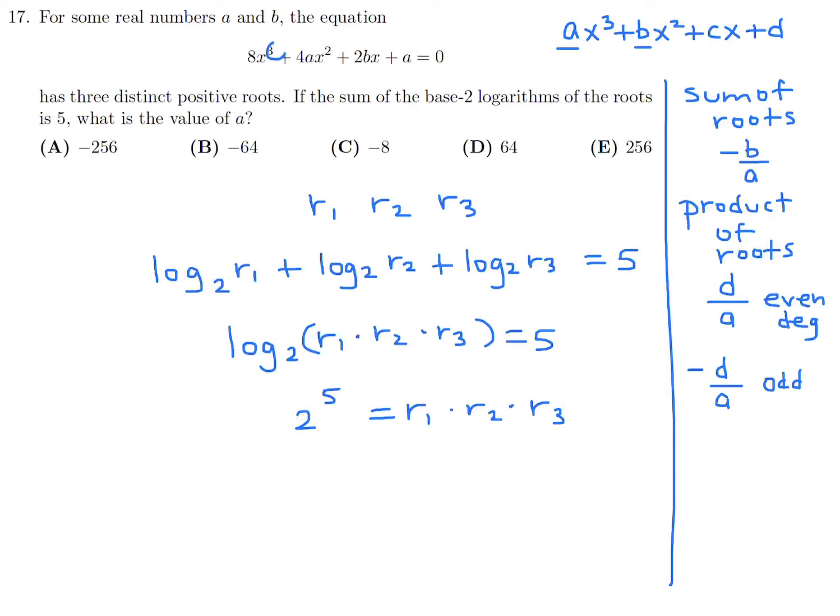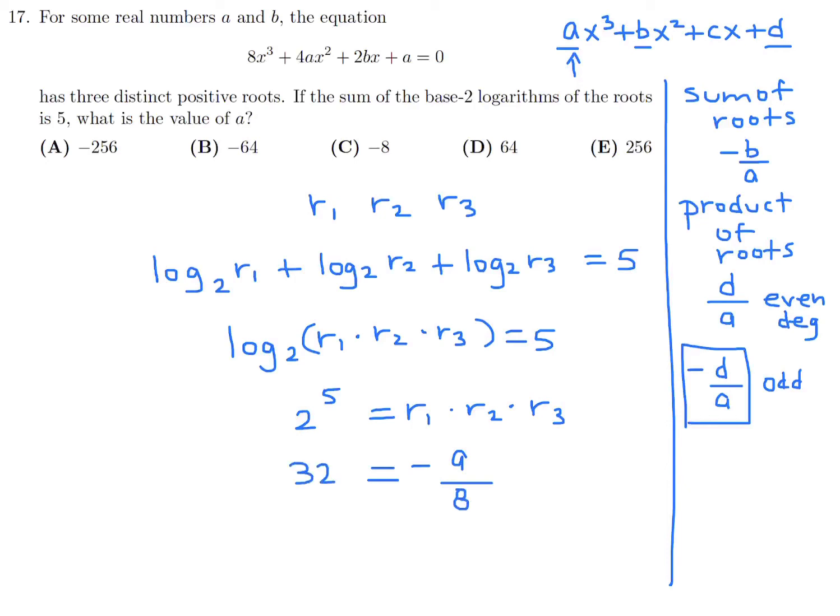Now, our polynomial is x to the third, which is an odd degree. So we're going to use this equation. The product of the roots, which is exactly what we have right there, is minus d over a. But be careful, d in our case is what? Right there, it's a, with the minus. And a in our polynomial is equal to 8. So minus a over 8. That's how you would figure that out.